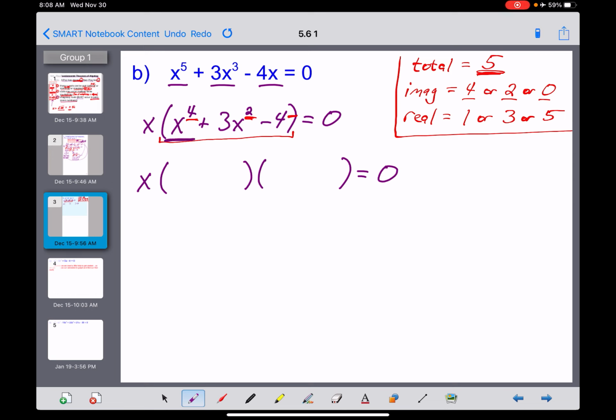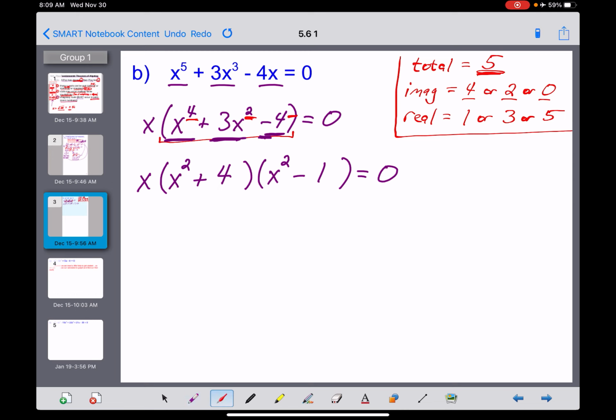What times what is going to give us x to the 4th? Most likely x squared times another x squared. Let's read the signs. This minus right here tells me that these 2 signs are going to be different. One of them will be plus, and one of them will be minus. And now I'm looking for 2 numbers, constants, that multiply to -4 and add up to a positive 3. I don't think that's too hard to come up with. A positive 4 and a -1 should do what we need.